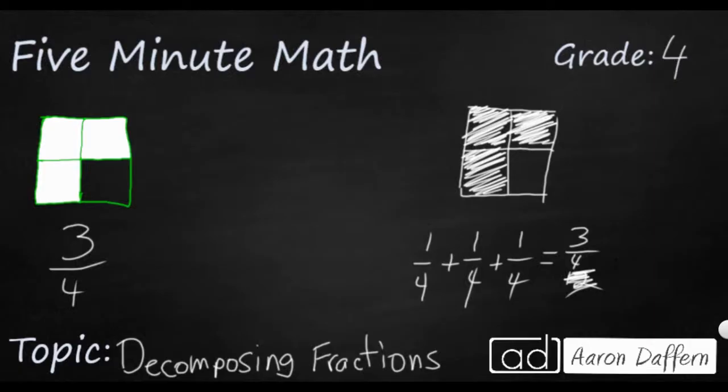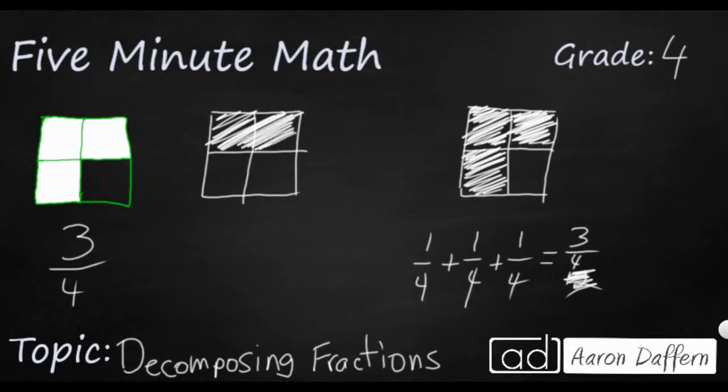Another way you could make 3/4 would be like this. You could shade in 2 at a time like this, and then let's shade in that down there. So what you could do is you can say 2/4 plus 1/4. So any of these combinations make 3/4. Let's look at another example.